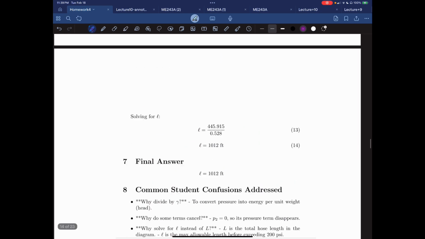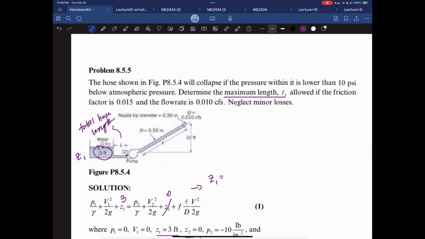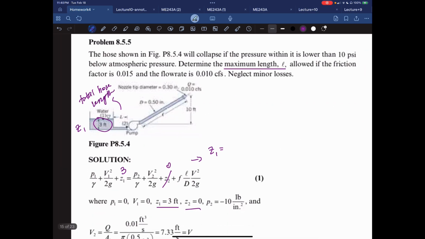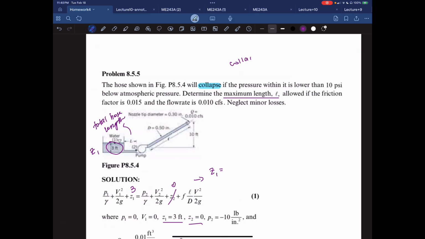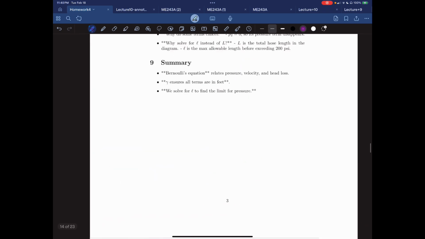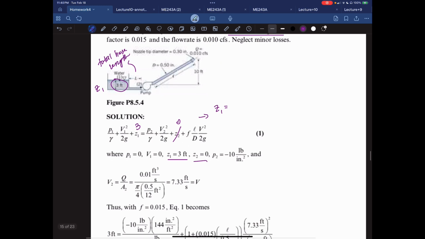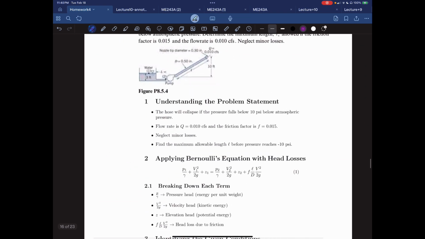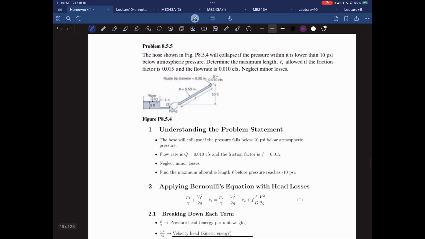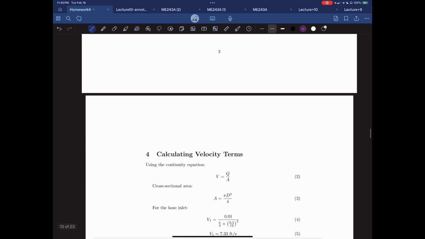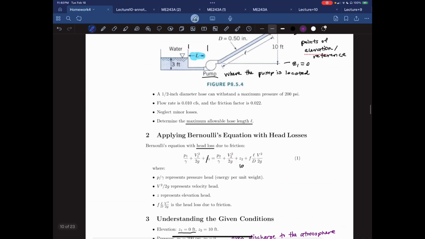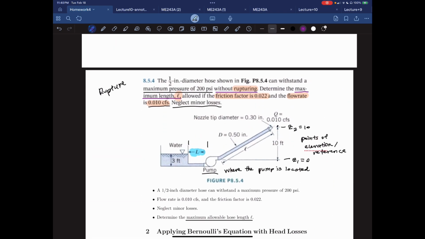And so the connected problem to this is now a different type, but it's using the same schematic. So the first, 8.4.4, was rupture, and this time we're working with the collapse situation. If the pressure falls below 10 psi below atmospheric pressure, the hose will collapse. And we still have Q as 0.01, but now our friction factor is 0.015, and before our friction factor was 0.022.